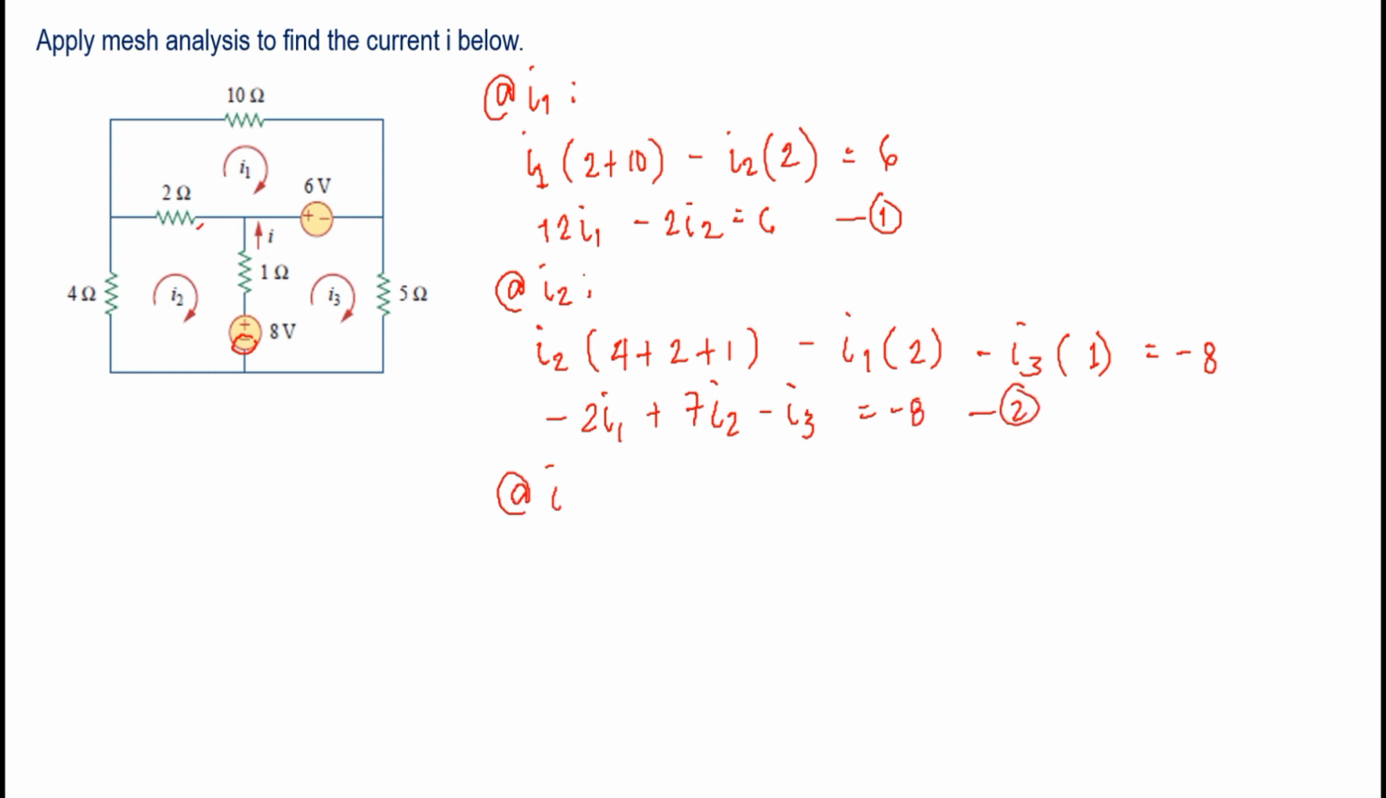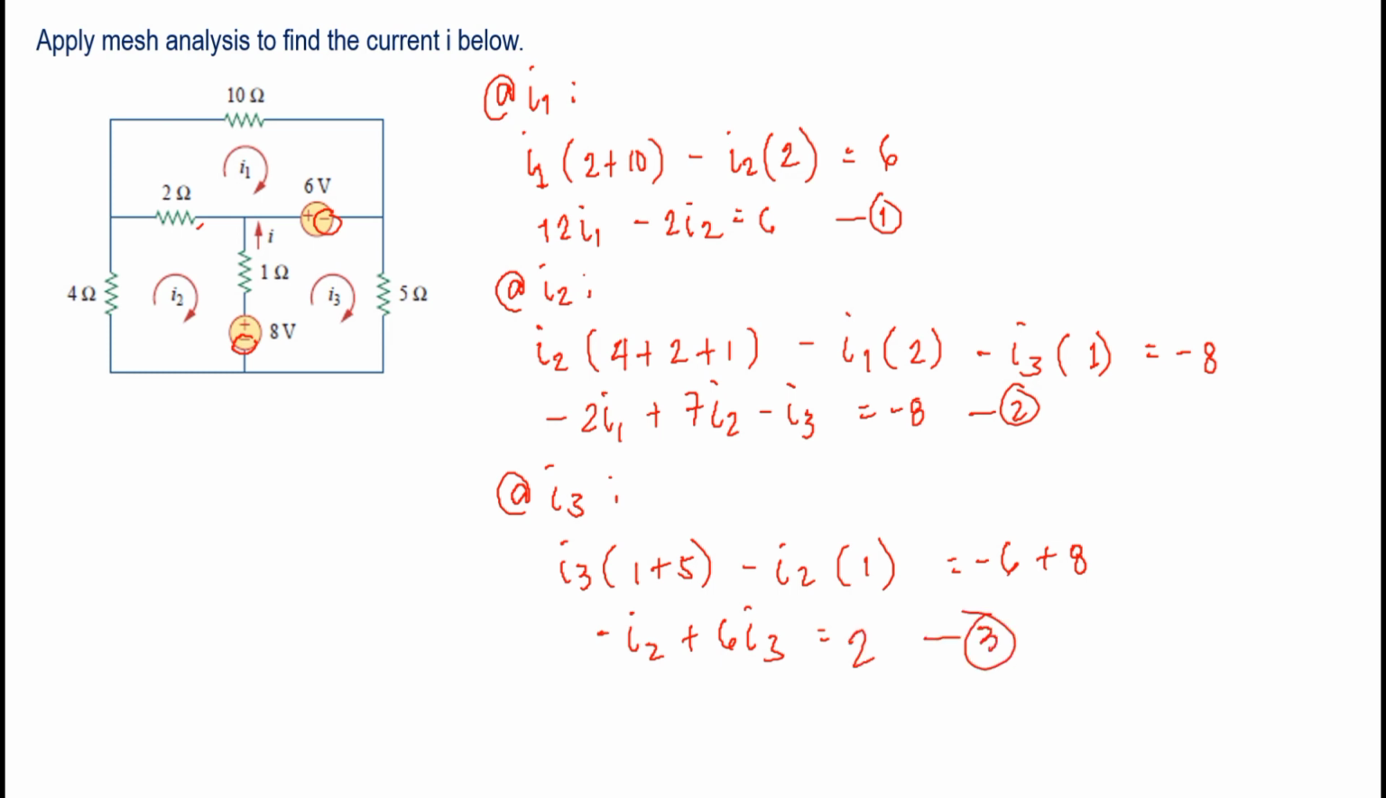Then our third equation will be, let's write I3, this 1 plus 5, then I2 multiplied by 1, and then we have negative 6 plus positive 8. That is negative I2 plus 6I3 equal to positive 2, and that is our third equation. So we now have three equations, three unknowns, and we can simply use mode 5-2 again to find the answer. And of course, our answer will be the same.